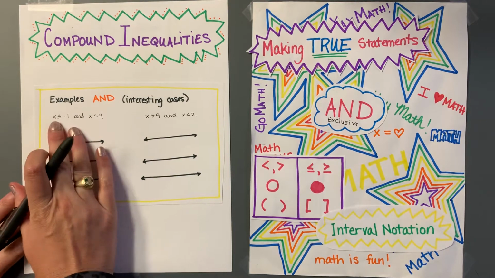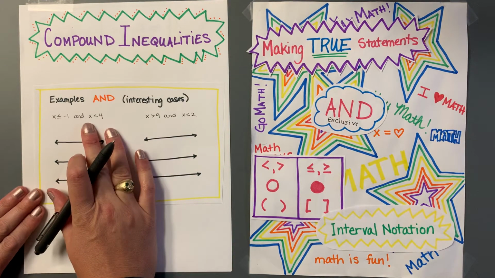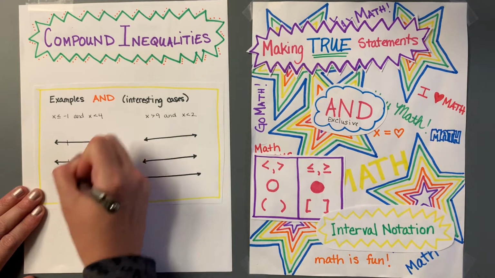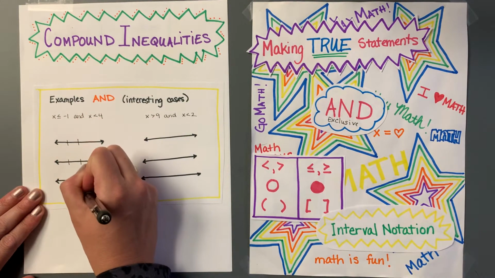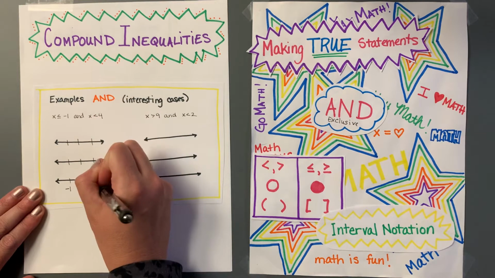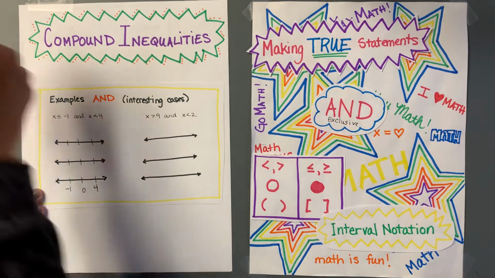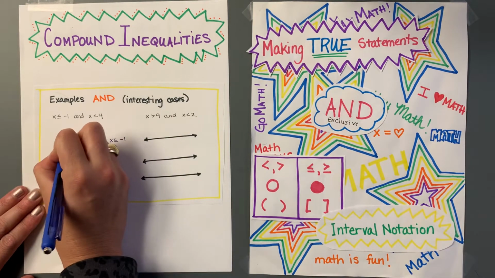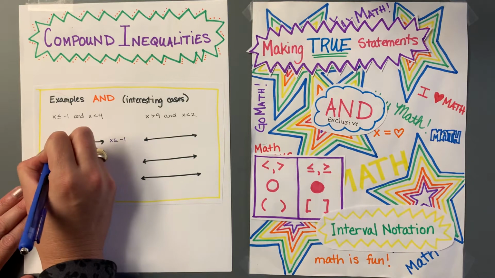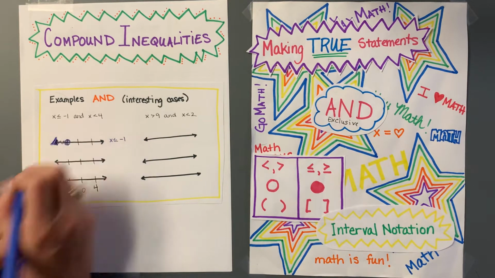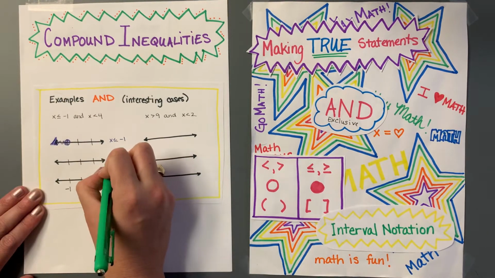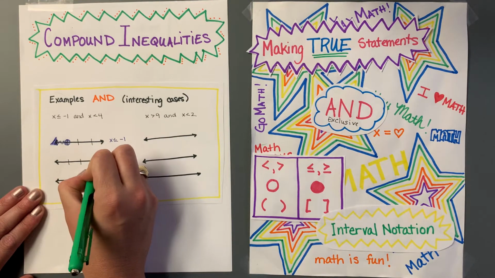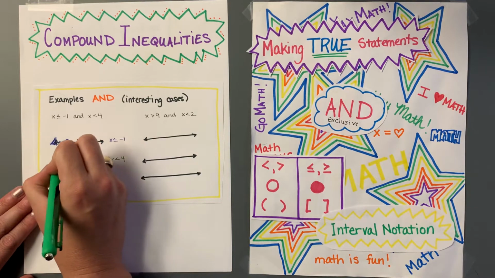So I have x is less than or equal to -1 and x is less than 4. So let's start. I have -1, 0, and 4. So I have x is less than or equal to -1, which is going to be a shaded circle at -1, shading to the left. Then I have x is less than 4, which is going to be an open circle at 4, shading to the left.